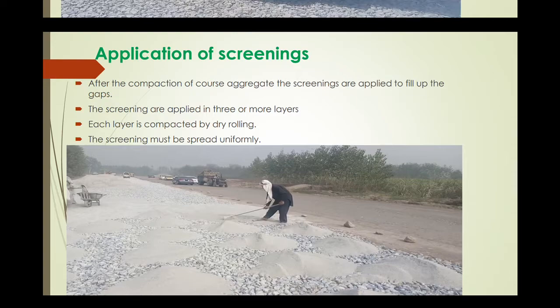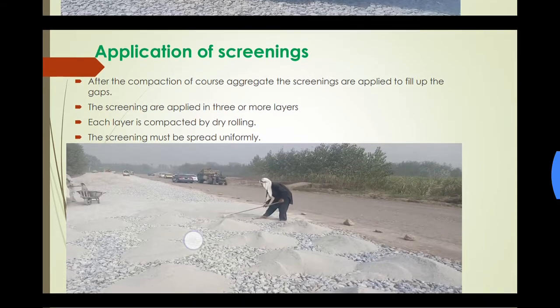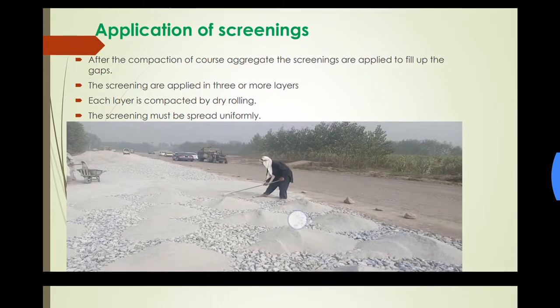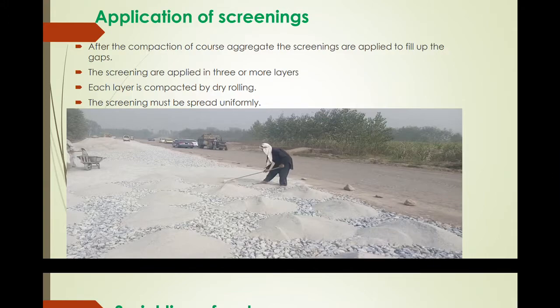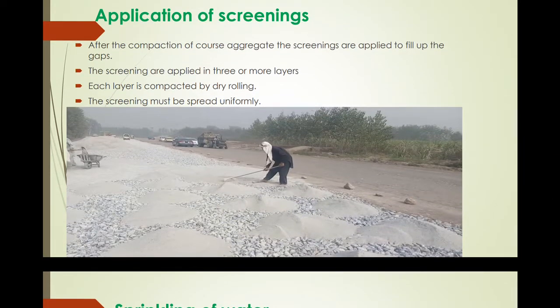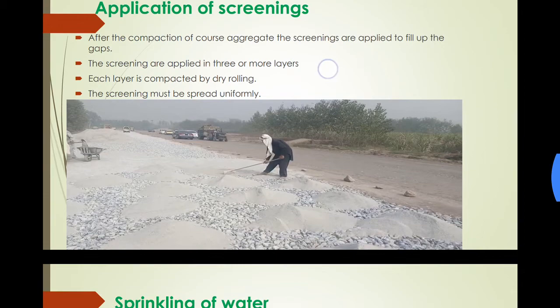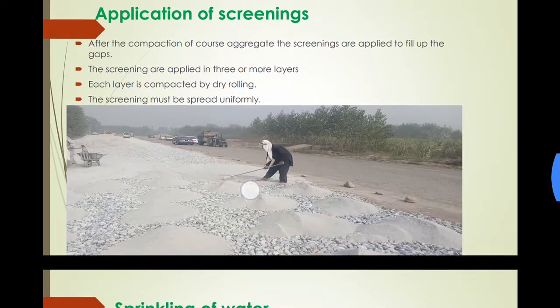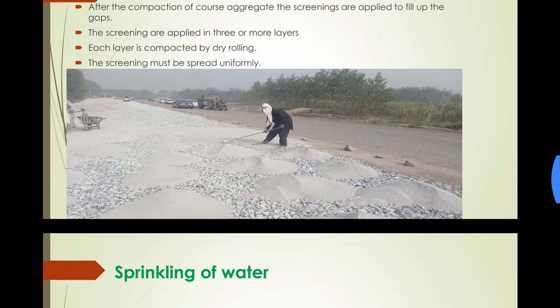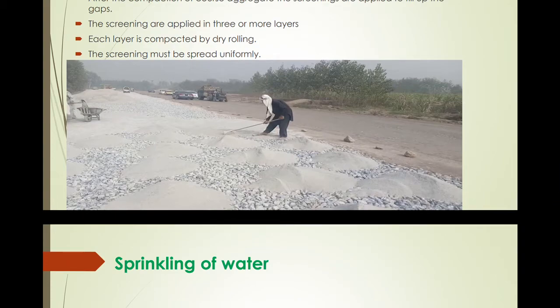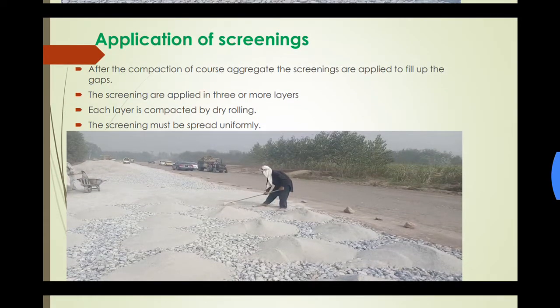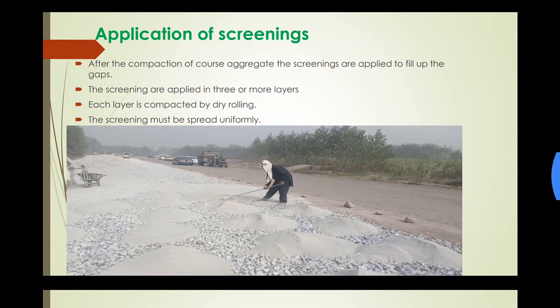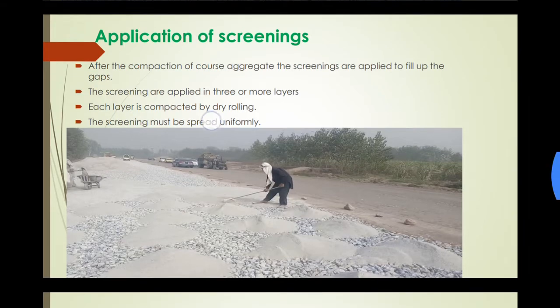Screenings are firstly stacked on top and then they are moved using a broom into the gaps. The screenings are applied in 3 or more layers. Each layer is compacted by dry rolling. After application and spreading of these screenings, you need to compact it again using the roller. In such a way you need to carry out at least 3 layers of screenings. The screening must be spread uniformly.